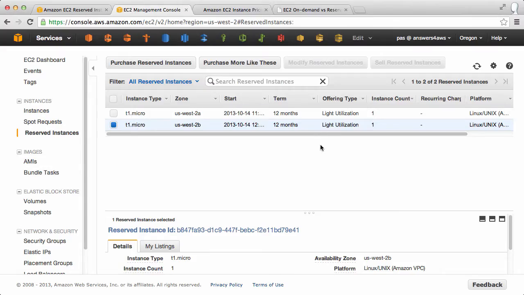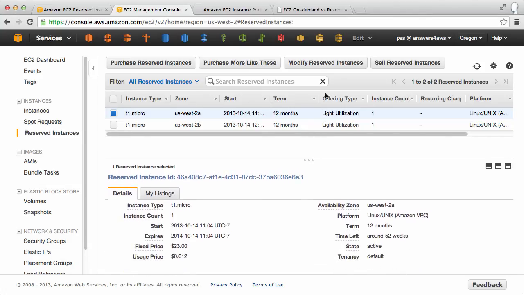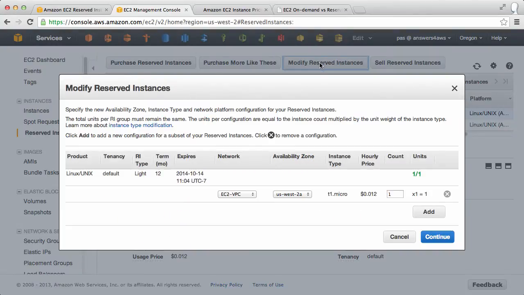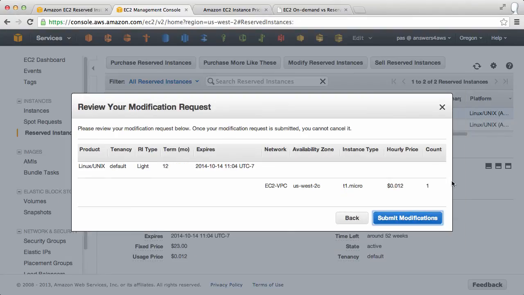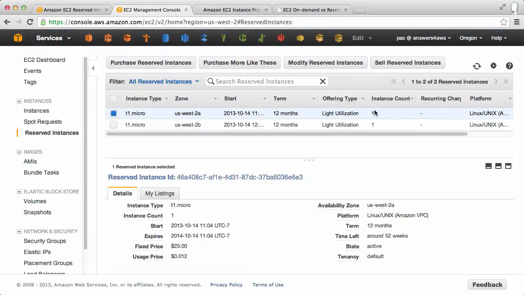Now if we take a look at the reserved instance that I bought, you can see that you can now modify those, so I could move it outside of the VPC or change which availability zone that is running in. I'm not going to do that, but you can also sell instances.